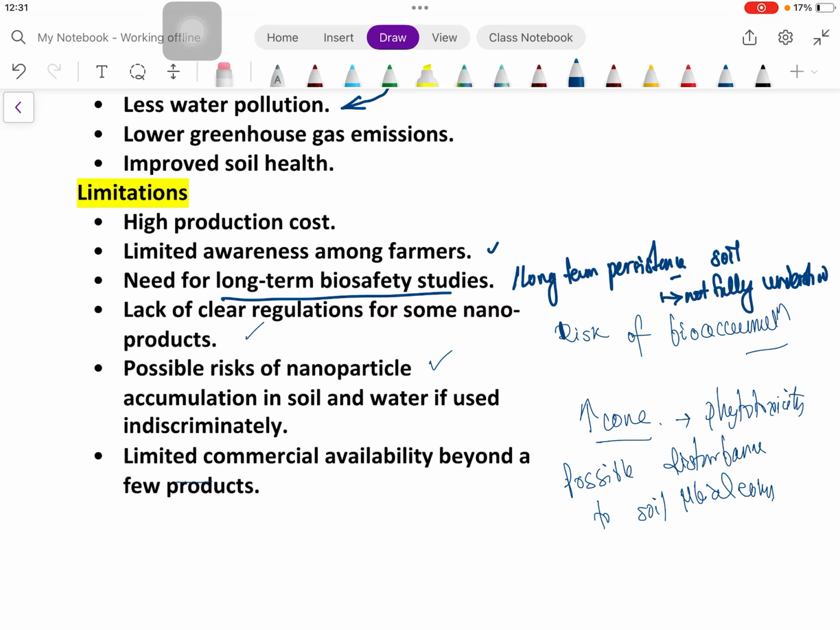So I think if a question on nanotechnology comes, we can easily handle it, specifically in the optional paper or GS paper.